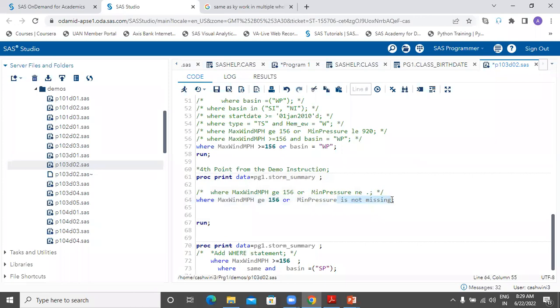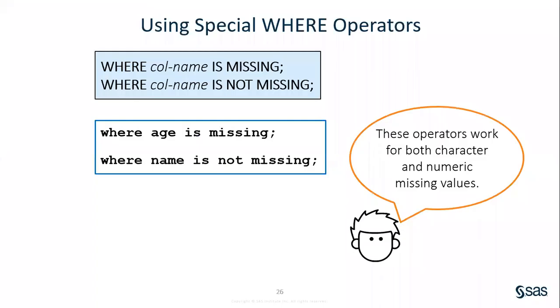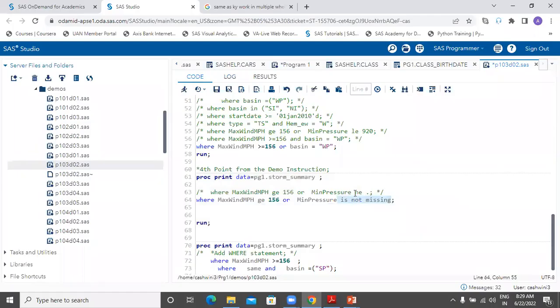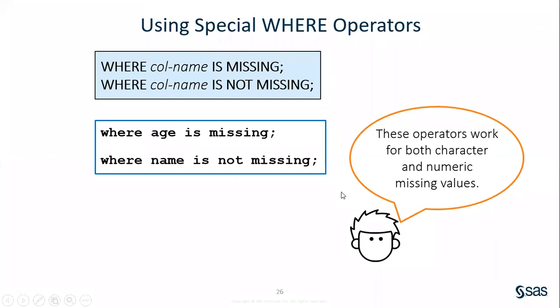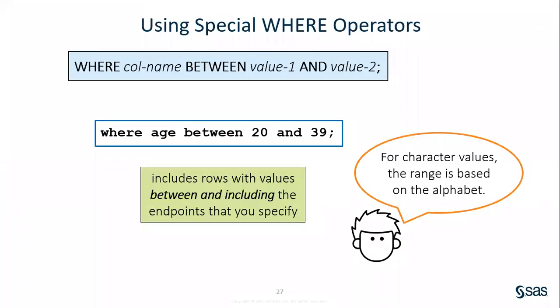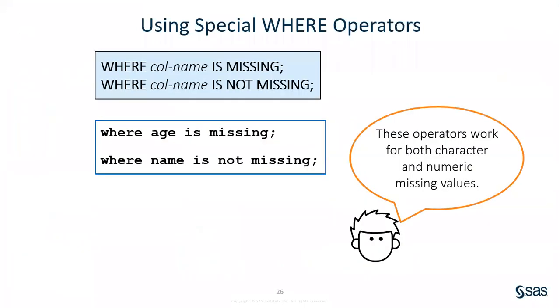Yes, Ashwini. Okay. So this operator works for both character and numeric missing values. So instead of writing this, if you are not aware whether this column is numeric or character, you can always write the keyword is missing, is not missing, whether you are aware or not aware if the column is character or numeric, instead of using period for numeric. All right. Moving ahead, we have another special operator.